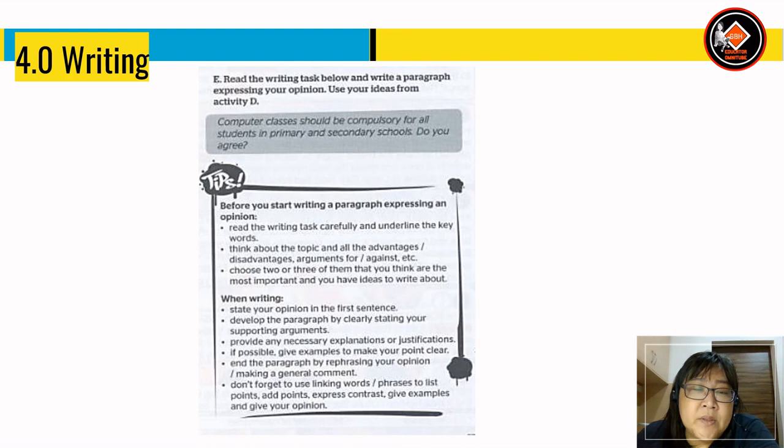When writing, state your opinion in the first sentence. Develop the paragraph by clearly stating your supporting arguments. Provide any necessary explanations or justifications. If possible, give examples to make your point clear. End the paragraph by rephrasing your opinion or making a general comment. Don't forget to use linking words or phrases to list points, add points, express contrast, give examples, and give your opinion.